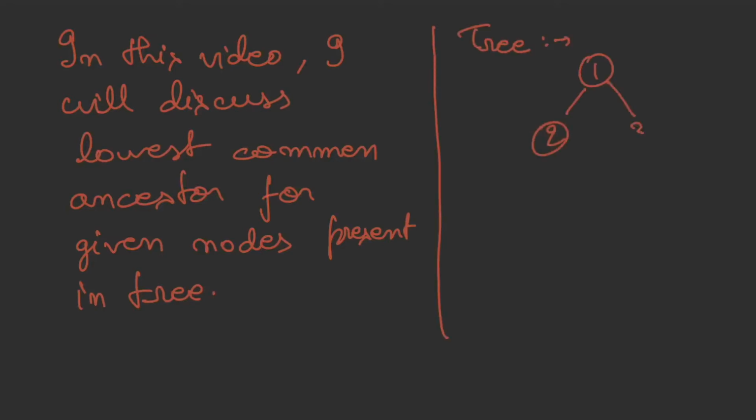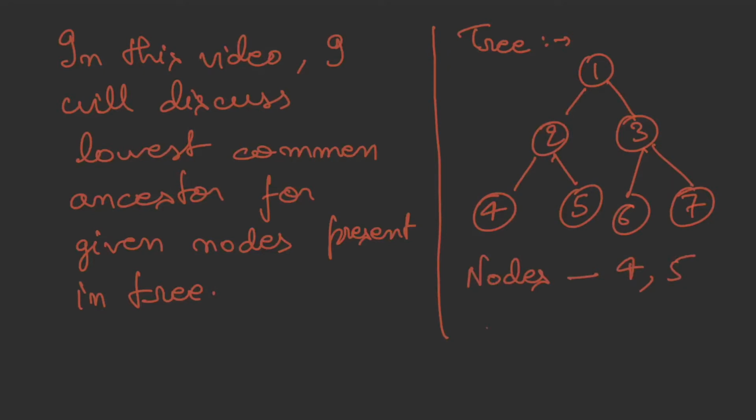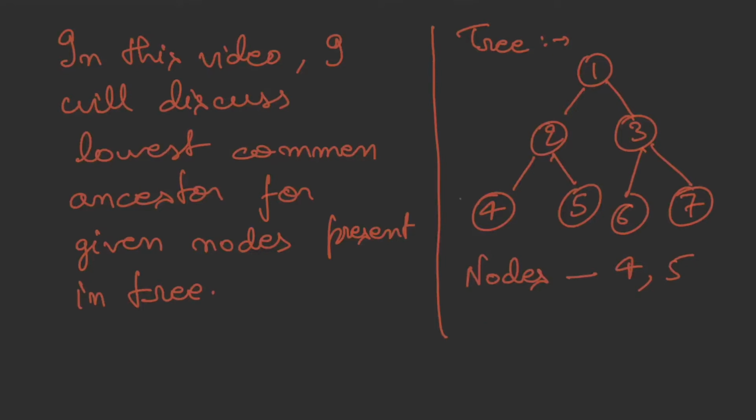Let's take a simple binary tree. Let 4 and 5 be the given pair of nodes for which we have to find the lowest common ancestor. In the tree, the ancestors of 4 are 2 and 1, which is the same for 5 since both 4 and 5 are children of 2. Out of 2 and 1, 2 is lowest and is our lowest common ancestor for 4 and 5. Let's consider a couple more cases to understand the question properly.